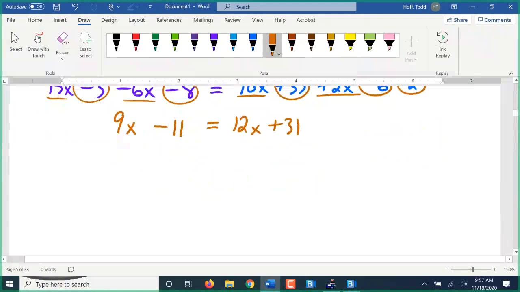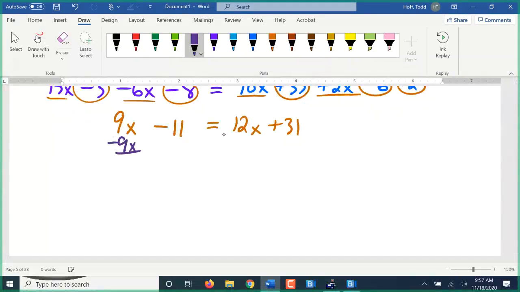Now we have variables on both sides of the equation. We need to get rid of one. 9x is the smaller one. I'm going to subtract 9x. So the 9x is gone on the left side, leaving me with negative 11. On the right side, 12x minus 9x is 3x. Still have the plus 31.